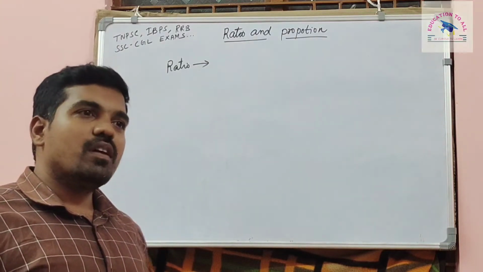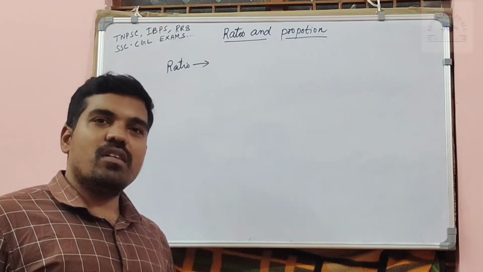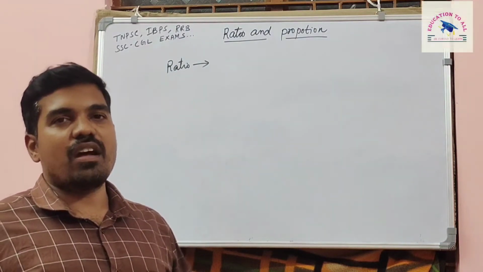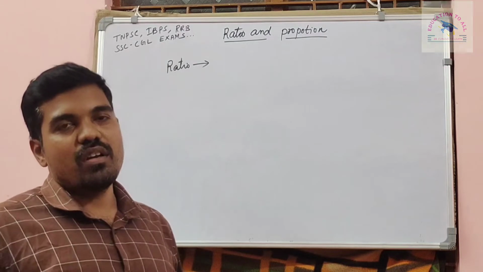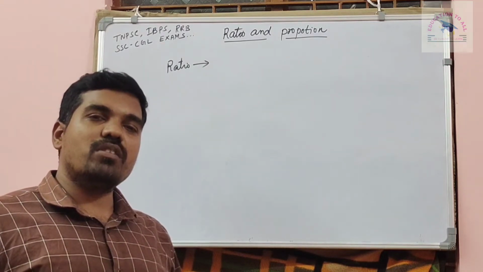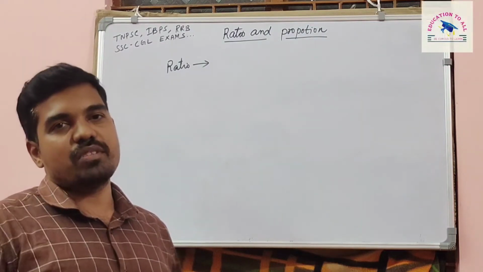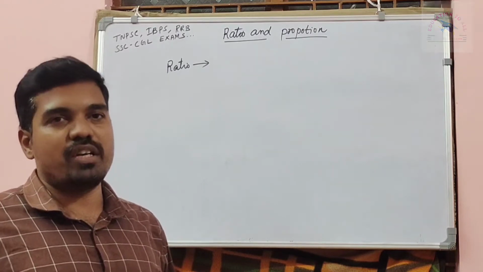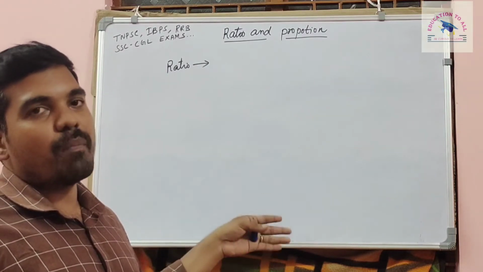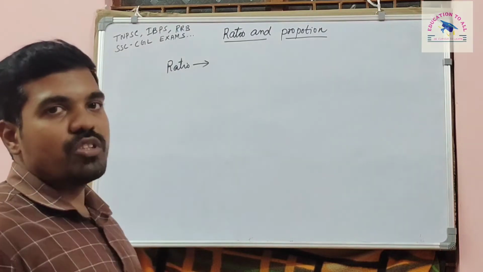For example, the population of Tamil Nadu and Kerala is in the ratio of 2:1. What does it mean? The Tamil Nadu population compared to Kerala is 2 times. Like this, we can compare quantities. It is very helpful to compare the quantities, so we are using the ratio.